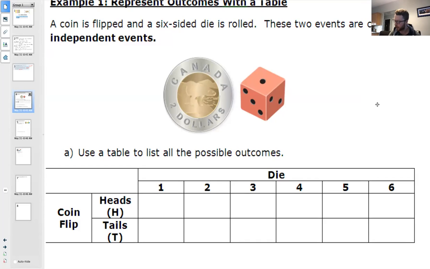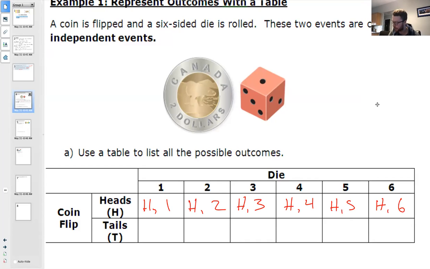So for our possible outcomes, we could get heads and a 1. We could get heads and a 2. We could get heads and a 3, heads and a 4, heads and a 5, and heads and a 6. Okay, those are all the possible outcomes for heads.